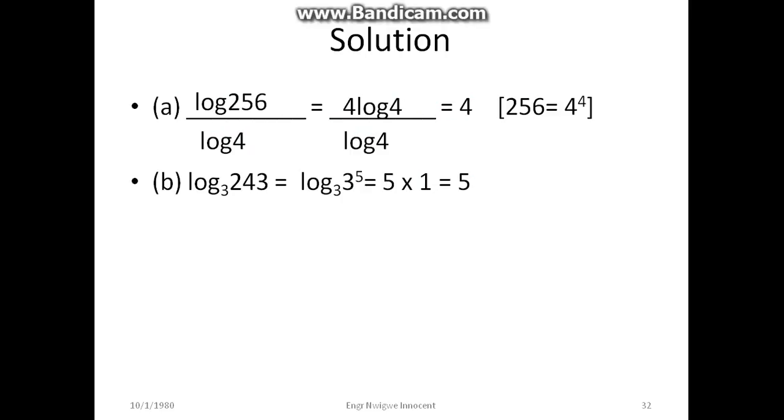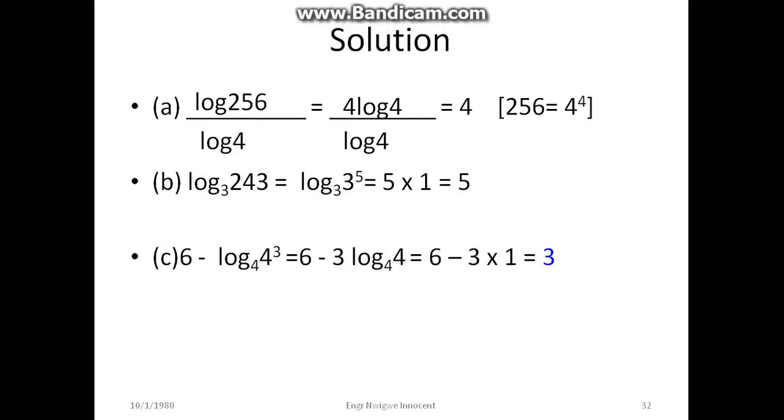which is equals to 5. For the C question, we are asked to simplify 6 minus log 4 raised to power 3 to the base 4, which is equals to 6 minus 3 log 4 to the base 4, which is simply 1. Therefore, we are left with 6 minus 3 times 1, which will now give us 3.